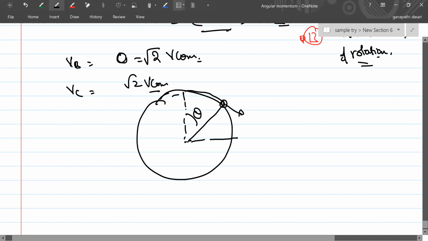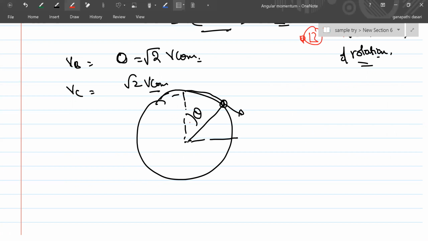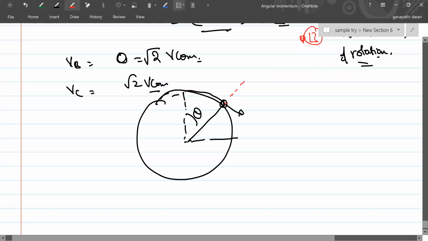First, the velocity is what? If this is theta, this is 90. So this will be 90 minus theta, and this will be theta, right? Because this is theta means this is 90 minus theta. This will become theta, right?